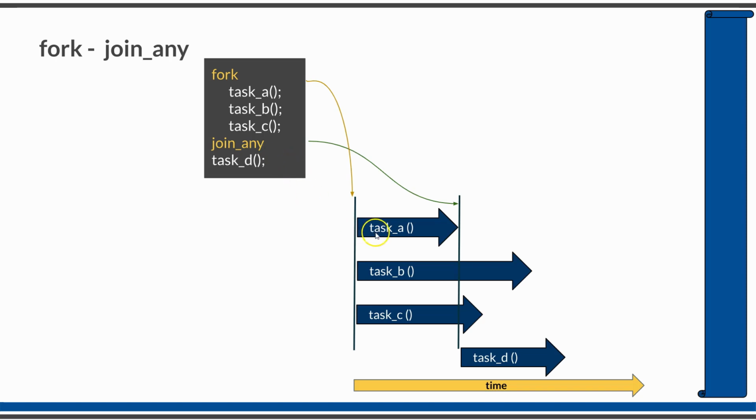So in this example, when task A is getting completed, it will be coming out of this point, and this is the point in time when this join any will be unblocked and going to the next statement, which is calling of task D. So task D will be called immediately after task A is getting completed. So that is the difference between a fork join and fork join any.